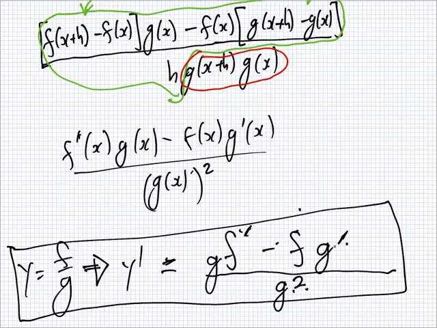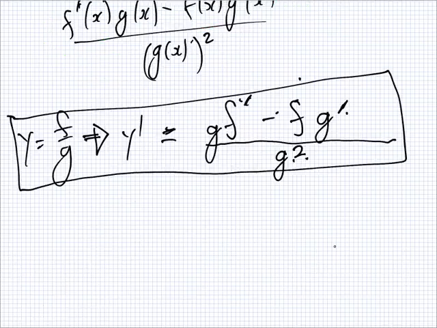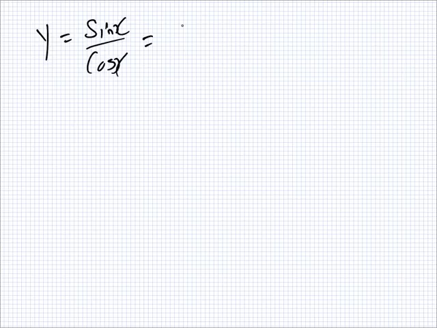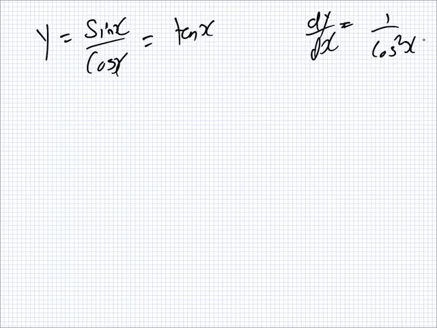Yeah. So I want to do an example where we know the answer already. If I said y equals sine x over cos x, that's the same as tan x. What's the derivative of tan x? 1 over cos squared x, isn't it? So let's see if we do get 1 over cos squared x.